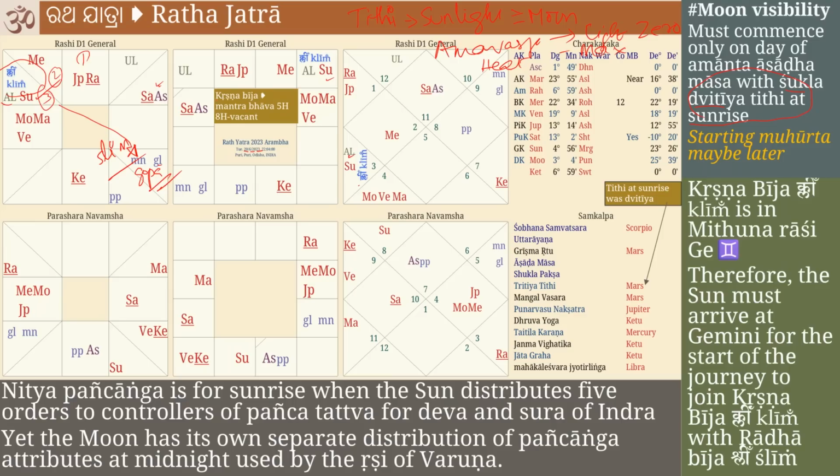Nitya Panchanga is for sunrise. You see, when the sun distributes five orders to the controllers of the Pancha Tattva for Deva and Sura of Indra. Basically, what is Panchanga? Why is Panchanga taken at sunrise? Because at sunrise, the job of Lagna is to distribute the order. Lagna is only distributing the orders. Whose orders? Surya's orders. When does Surya give the order? He gives the order at sunrise only. He does not give order at any other time.